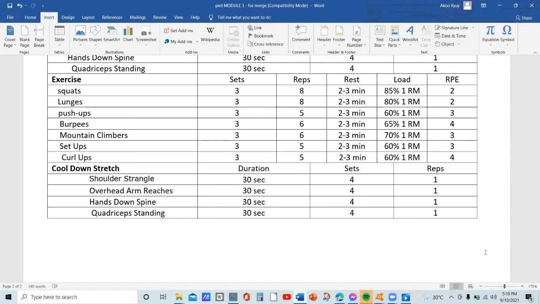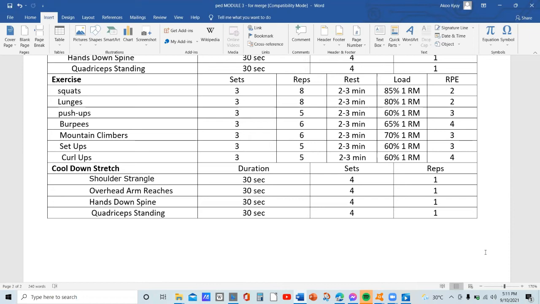For example, in the left column under the exercise component, I have there 8 repetitions of squats, and since I have 3 sets of squats, that is equivalent to 24 repetitions. But for my warm-up stretch, I am planning to only have 4 sets in each warm-up exercise with only 1 repetition.